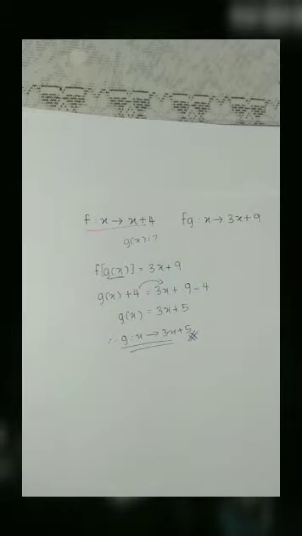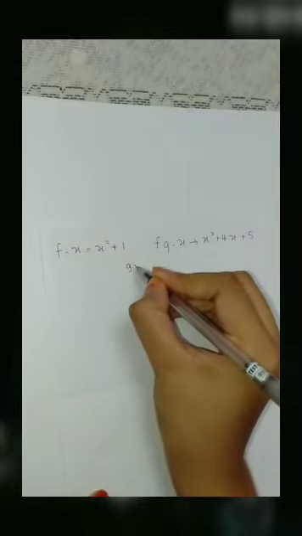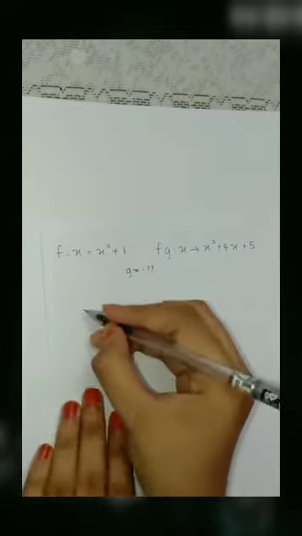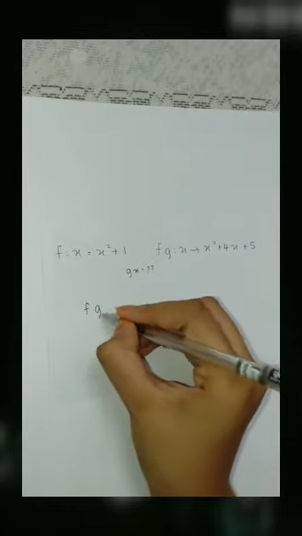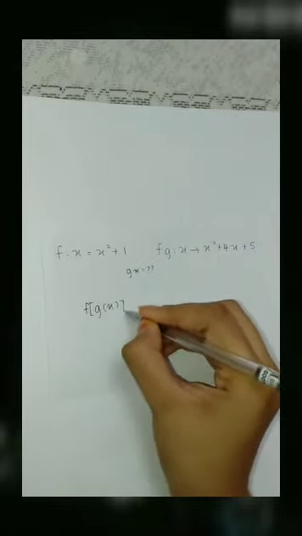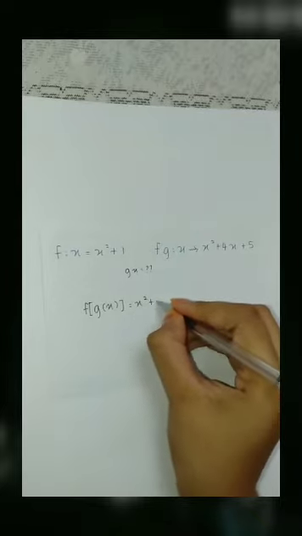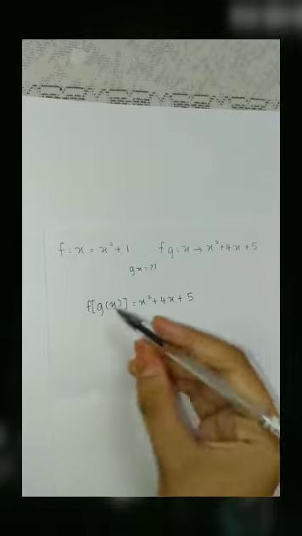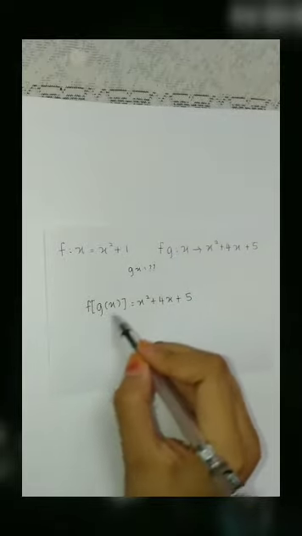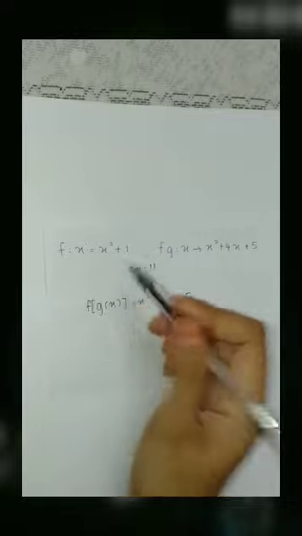So let's move to the next question. So in this question it is given that fx equal to x squared plus 1 and fgx equal to x squared plus 4x plus 5. So it also asks us to find the function of g. So first write it like this: fgx equal to x squared plus 4x plus 5. So it is also the same. The function is already located inside, so we just have to replace it in this function.